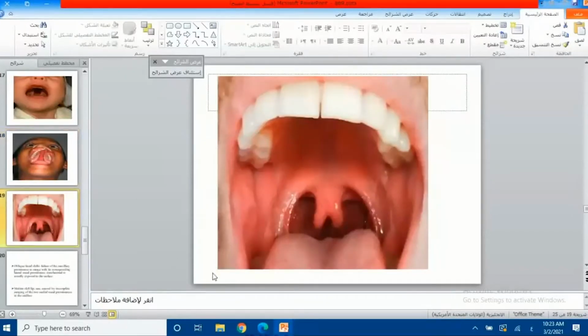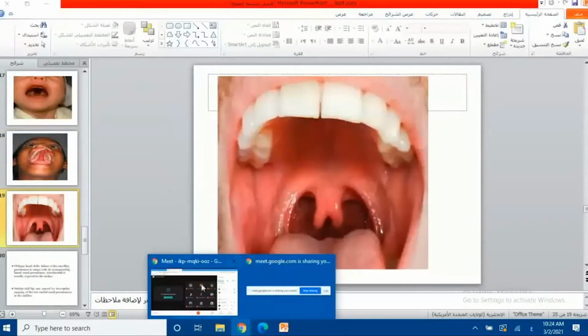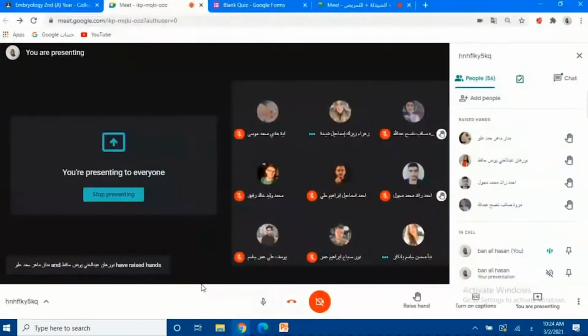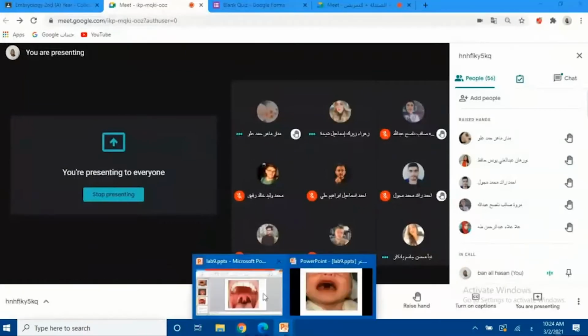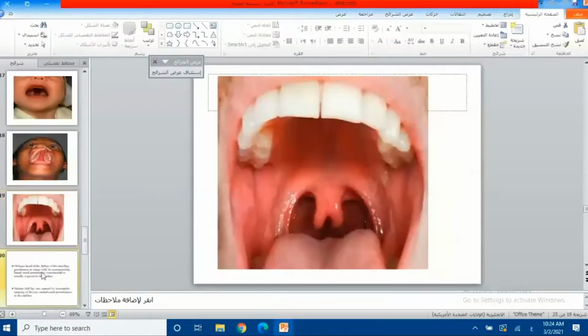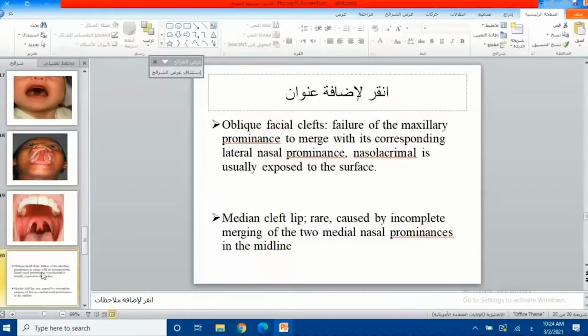What about this one? Who can tell me? Let me see who's raising. Yes, Manar. Cleft uvula. Cleft uvula, excellent. Thank you very much. So, thank you for everyone.